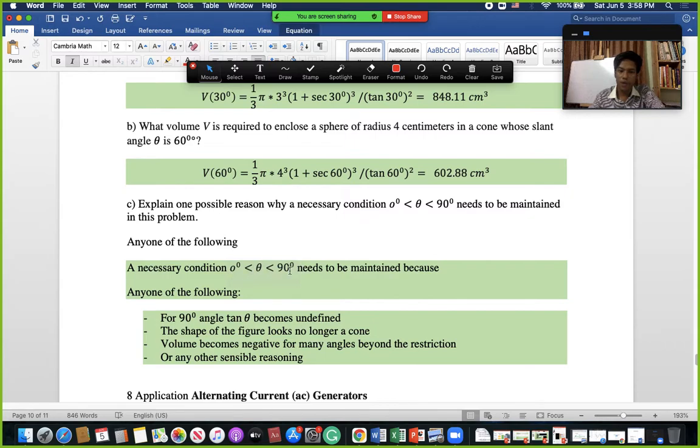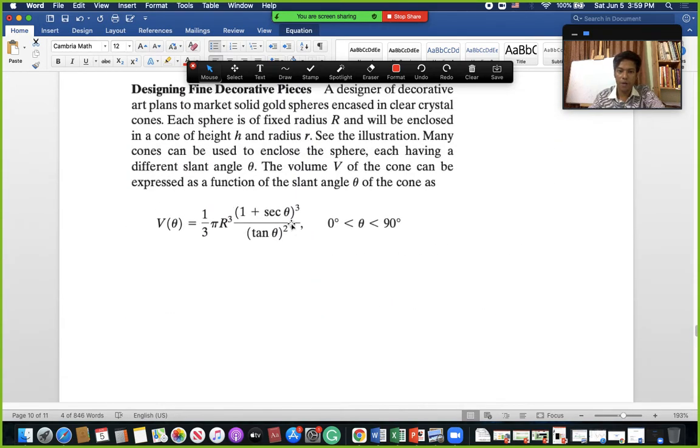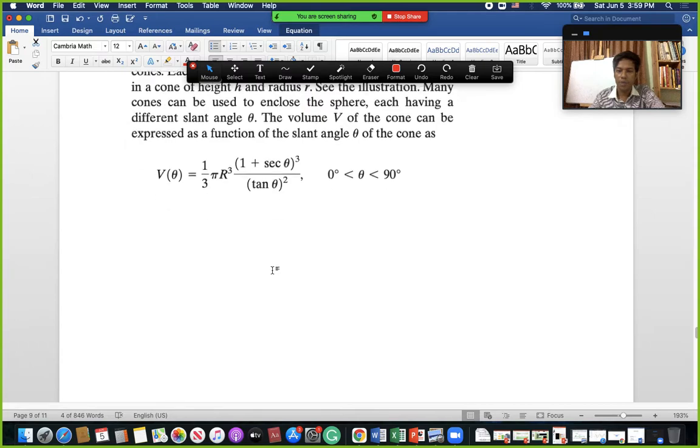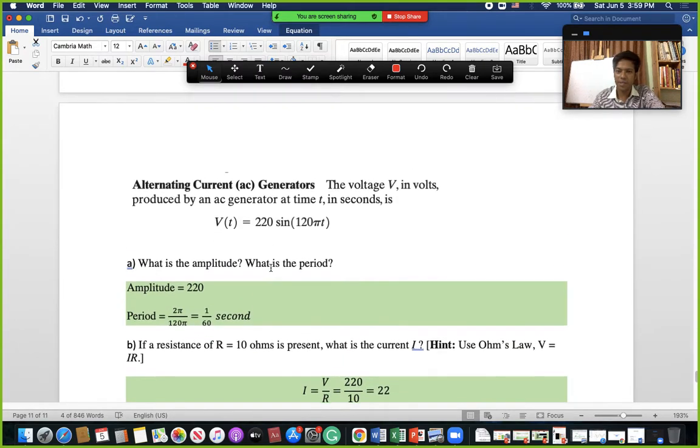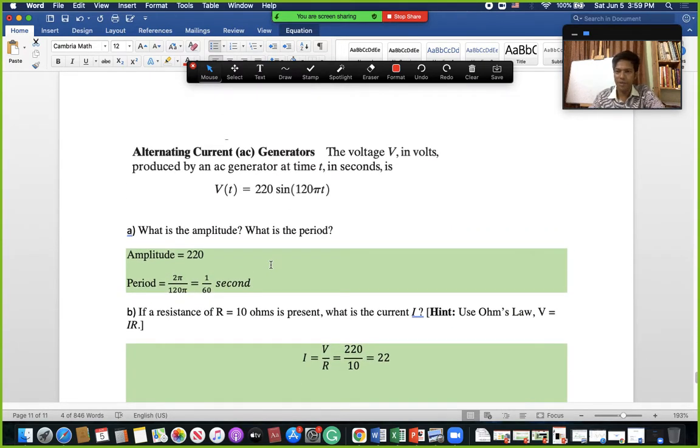And why does the value need to be between 0 degree and 90 degree? The reason is you can go for any of this region, but the shape no longer becomes a cone, then it becomes negative, or any other non-sensible answers. And at 90 degree, tan theta becomes undefined. There is tan here, then it becomes undefined. So there are many possible reasons actually.